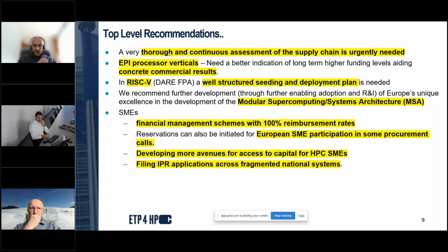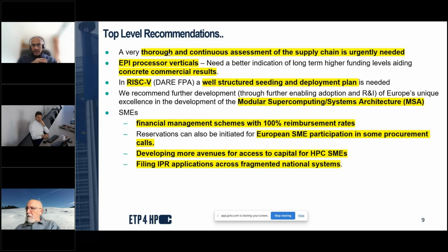And for the EPI processor verticals, we say that there's got to be a better indication of the long-term funding levels, aided with some concrete commercial results. And in the area of RISC-V, there's got to be a well-structured seeding and deployment plan, now that we have the DARE framework partnership agreement active.